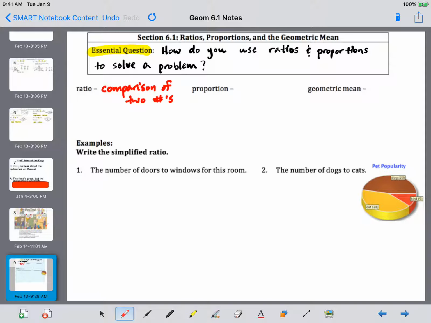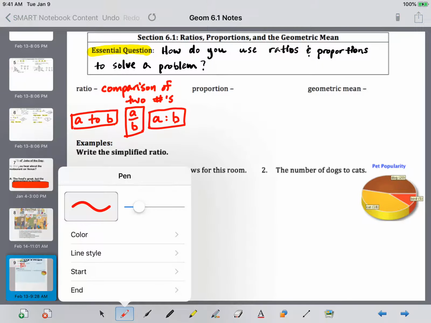And you can write a ratio three different ways. So you could write it out in words, A to B, so like 2 to 3 would be a ratio. You can write it as a fraction, or you can write it as A:B with a colon. So these are all three different ways of writing the ratio A to B.